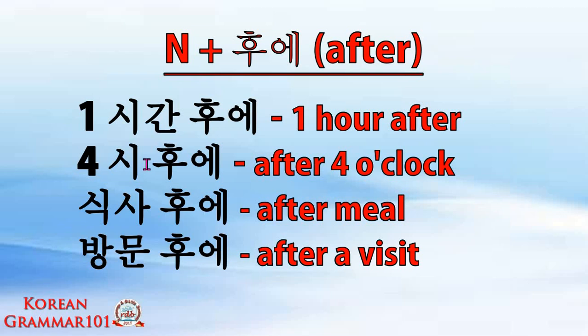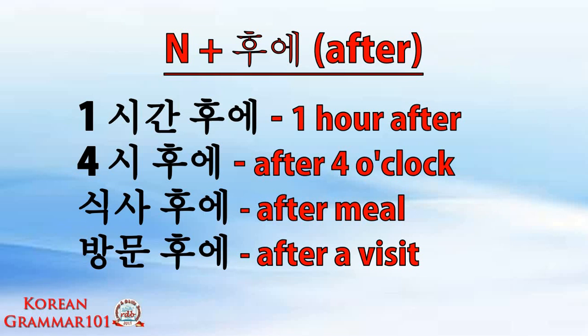The next example is 4시 후에. 4시 means 4 o'clock. So it becomes after 4 o'clock. The third example is 식사 후에. 식사 means meal. So that means after a meal. And finally, number 4, 방문 후에. So that means after a visit. So we already know how to conjugate noun with 전에 and 후에. I hope that this gives you an idea already. So let's continue now with verbs.